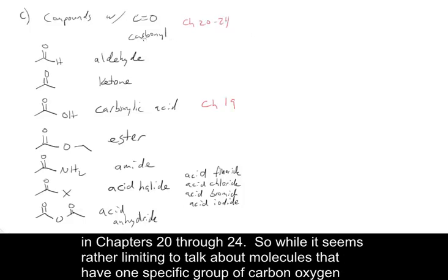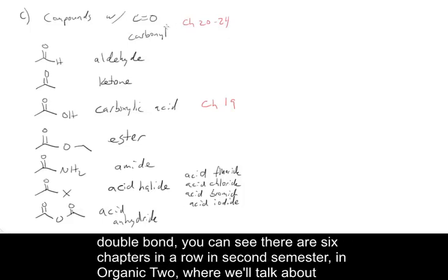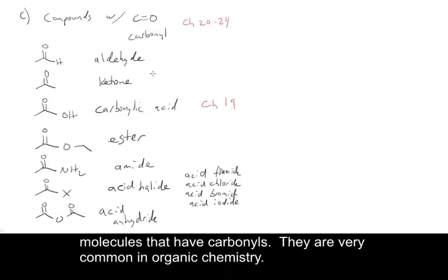So while it seems rather limiting to talk about molecules that have one specific group, a carbon-oxygen double bond, you can see there are 6 chapters in a row in second semester in Organic 2 where we'll talk about molecules that have carbonyls. They're very common in organic chemistry.